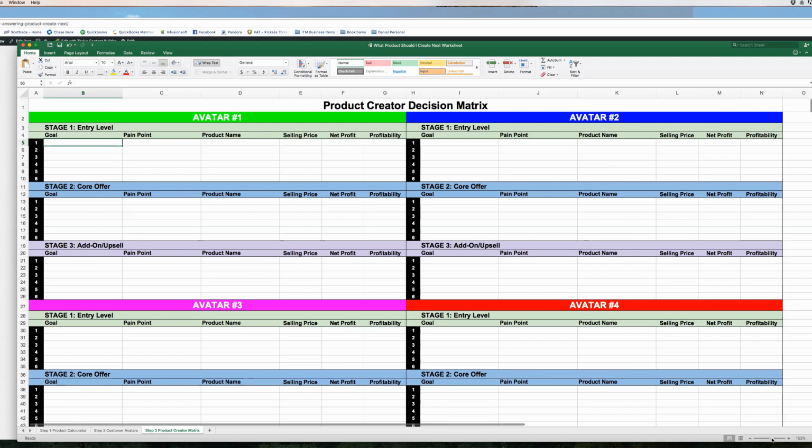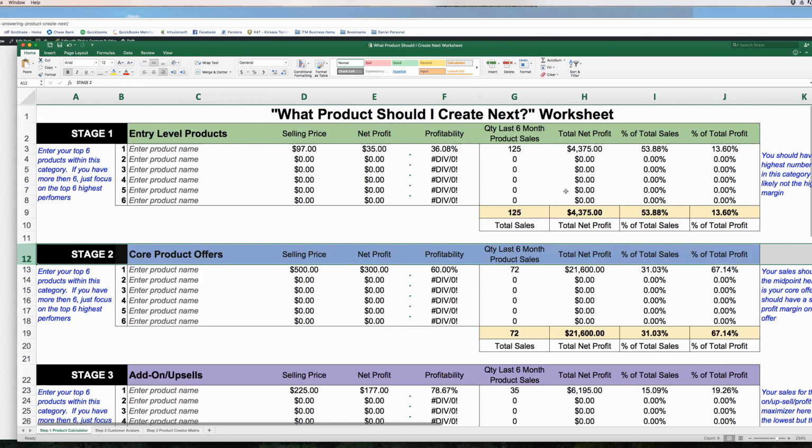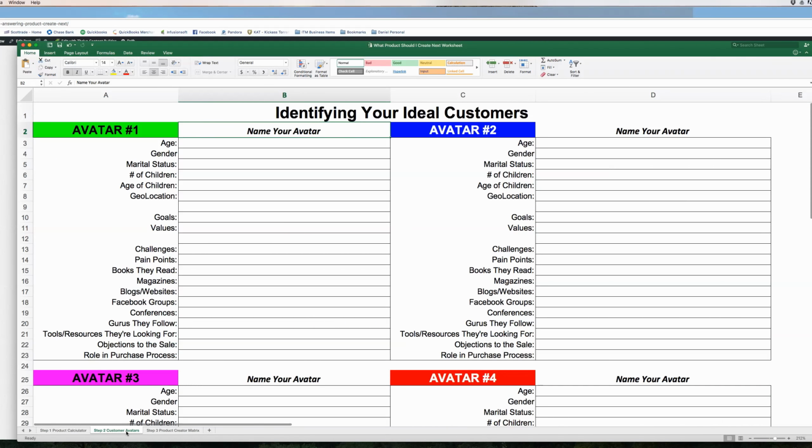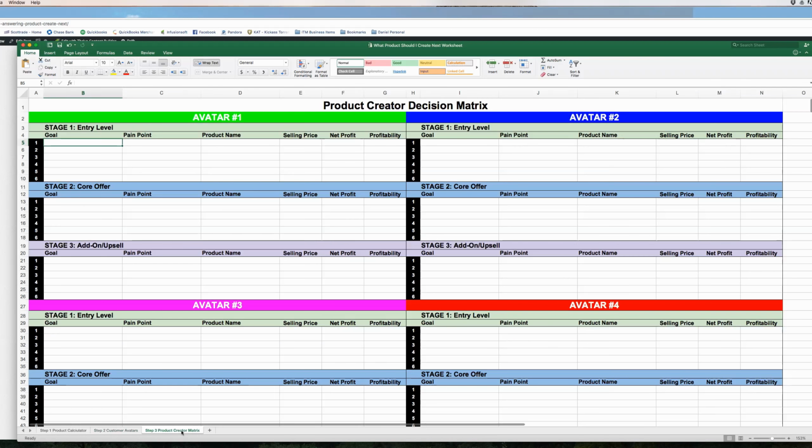And this guy right here is what we're going to do: we're going to marry the data that you already put in, marry that data from step 1, okay? And then we're going to take your ideal customer avatars that you've already filled out. And then what I'm going to ask you to do is, for your first avatar, this guy over here or this gal over here, go ahead and plug in all of your stage 1 entry-level products that you market or advertise or that they buy.